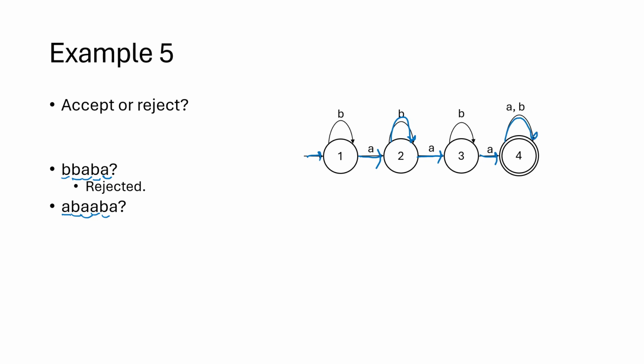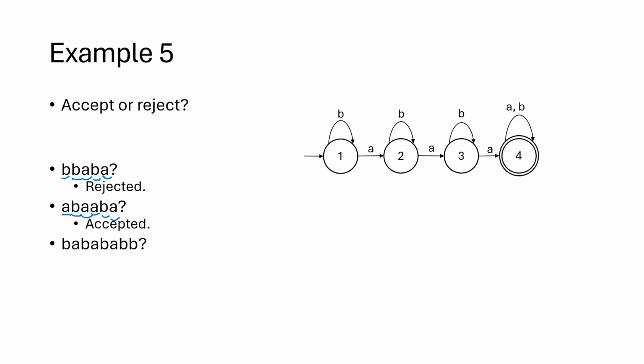In state number 4, if you read a B, you transition to 4 itself. And finally, an A, which again, you transition from 4 to itself. So after reading the entire input, we ended up at 4, which is an accepting state, which means that the machine accepts this input. And here's another example.